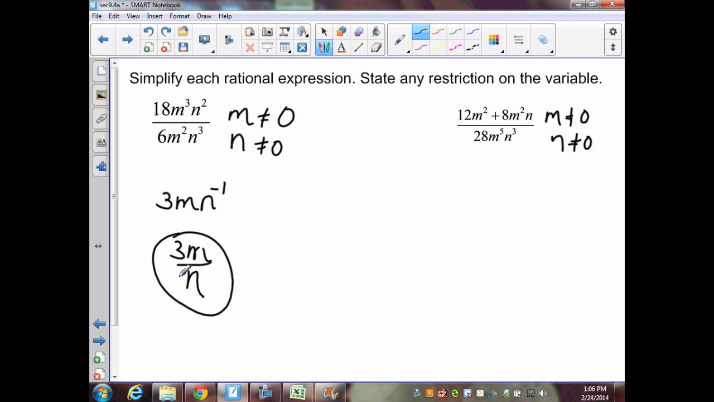That does not mean I don't set that as a restriction. I always set my restrictions from my original function. So here, m and n still can't equal 0.